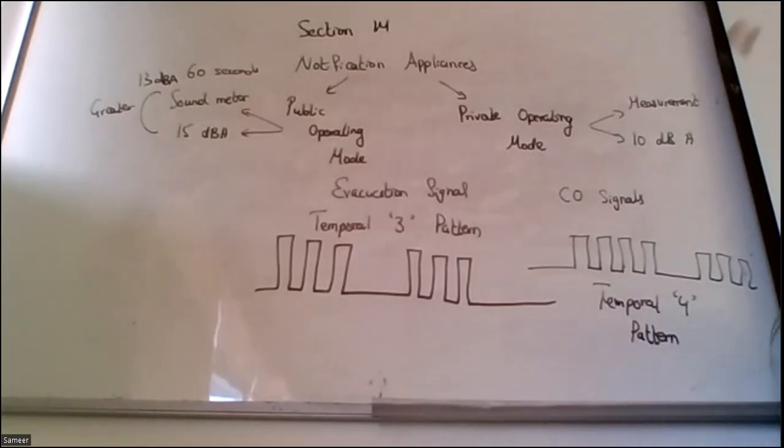But on the other hand, the evacuation signal requires the whole building to evacuate, which means there's a fire threat in the whole building, right? So these two signals both have their own priorities, so that they are not merged into one alarm bell, they have different temporal patterns. One is temporal 3 pattern and one is temporal 4 pattern.